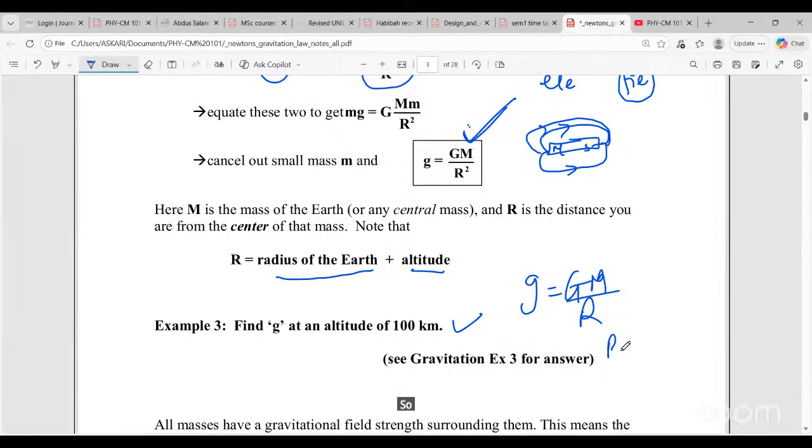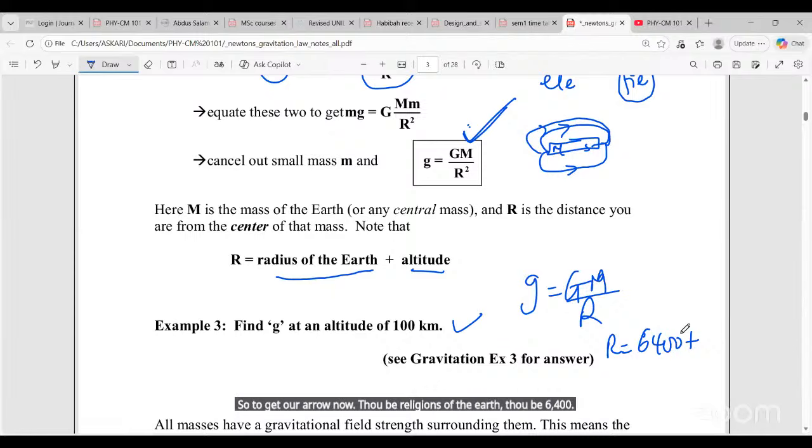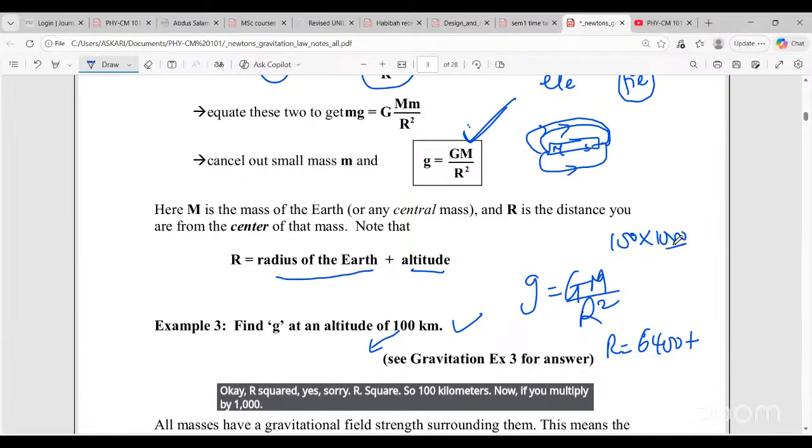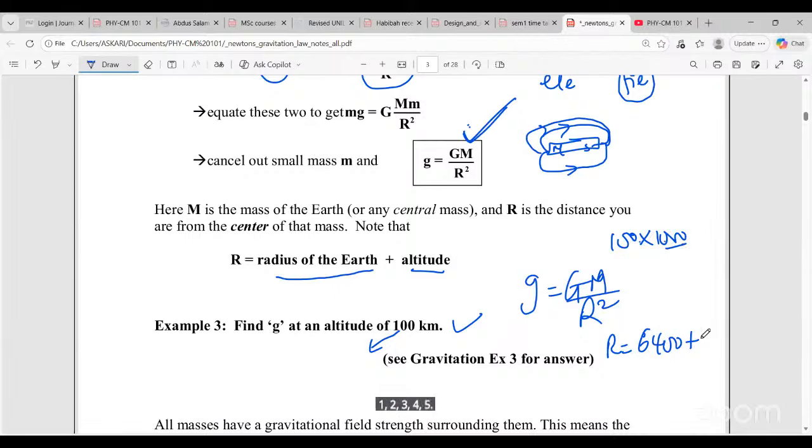So to get our R now, that will be the radius of the Earth, 6,400 plus 100 kilometers. Convert to meters. What do you have? Sir, this place that you wrote g is equal to GM over R, is it not supposed to be R squared? Okay, R squared. Yes. Sorry, R squared. So 100 kilometers now, if you multiply by 1,000, you have 100,000.